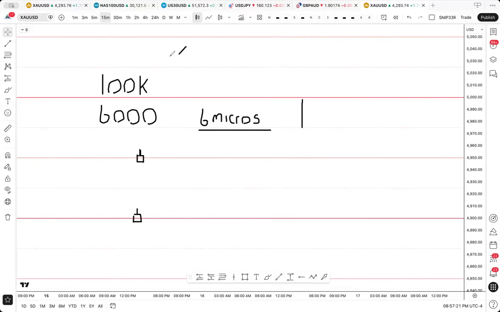But if you're trading a 100K account, $6,000 drawdown, once again, 6 micros, you shouldn't go anything higher than 6 micros. What's crazy is that traders are going straight to the minis. Insane, right? You don't have 100K. You have 6,000.